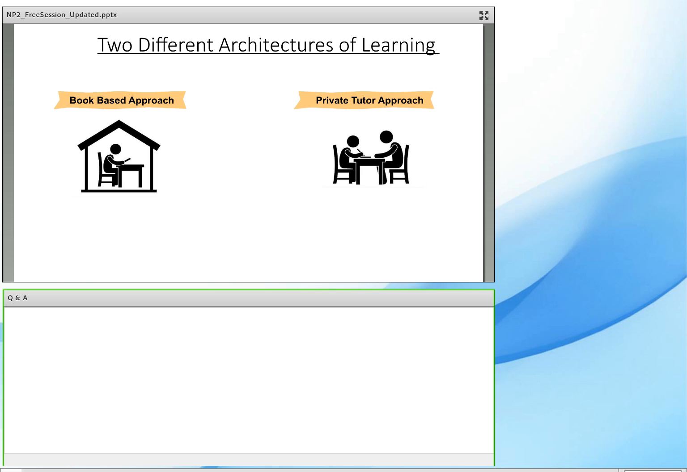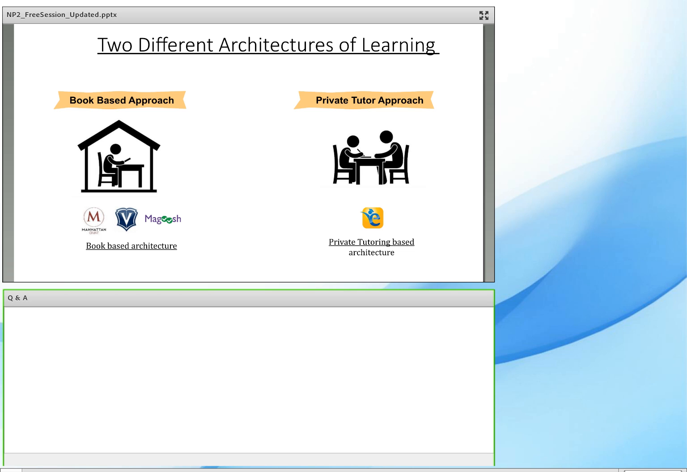Now, when you map the various online courses out there to one of these two architectures, what you're going to find is that most of them are built around this book-based architecture. Even though they provide audiovisual instruction, even though they provide exercises, their core learning architecture is this book-based architecture. e-GMAT, on the other hand, is focused a lot more on this private tutoring-based architecture.